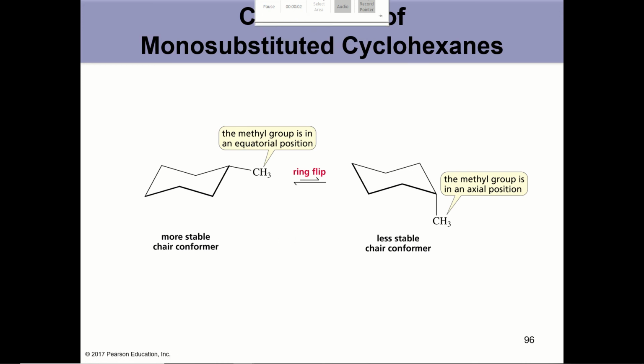So we are talking about conformers of substituted cyclohexanes. For conformers of cyclohexanes that are substituted, if we have a monosubstituted ring, the equatorial position for the substituent will always be the more stable position. Equatorial is always more stable than axial for anything other than hydrogen.